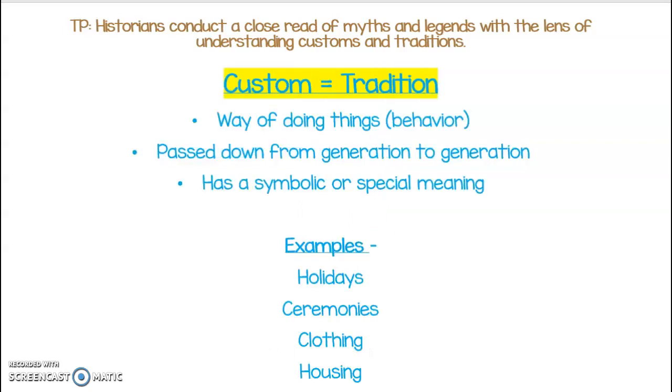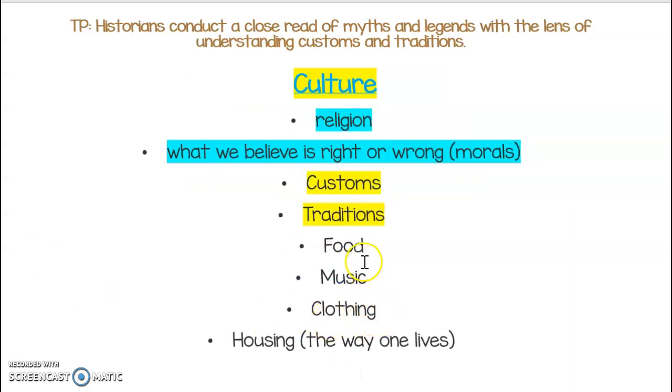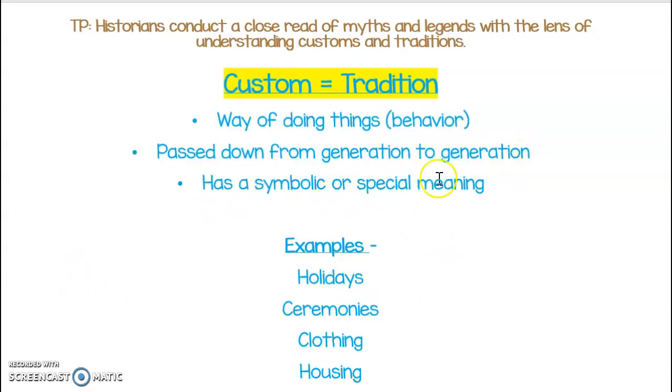Now, a custom or a tradition is a behavior. It's a way of doing things, and it's passed down from generation to generation, and it has a symbolic or special meaning. Examples are holidays, ceremonies, clothing, and housing. Now, I want to explain something to you. Clothing, food, music, and housing are all a part of culture, but sometimes they can fall under customs and traditions when they're used for a special purpose. Remember. Alright, so I'm going to give you an example.